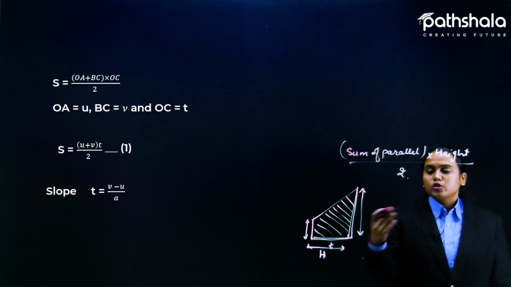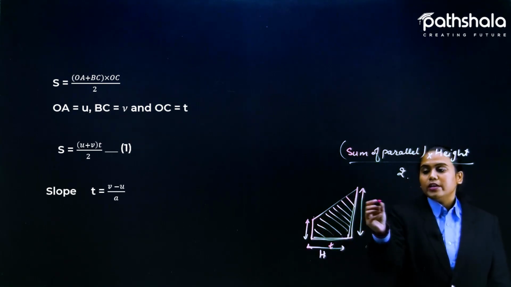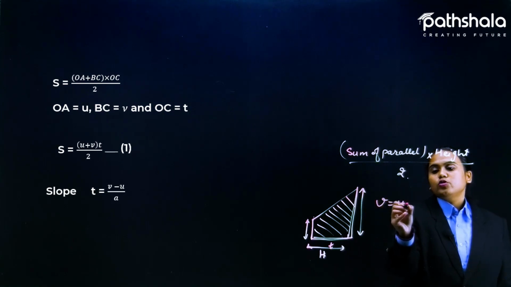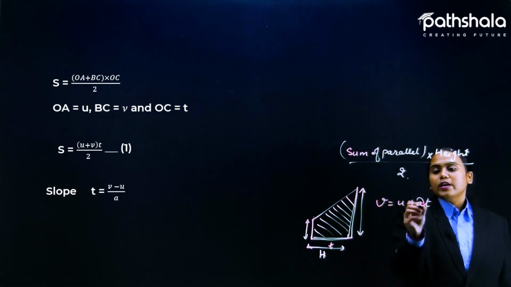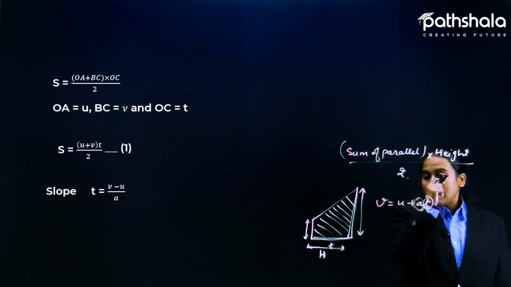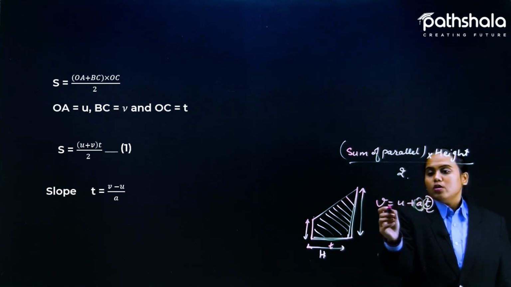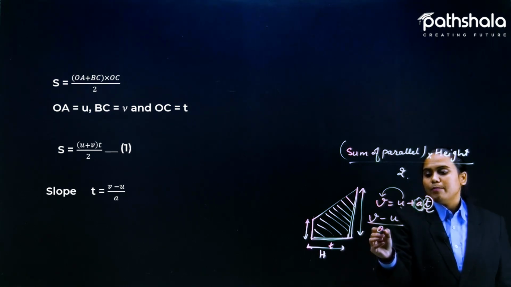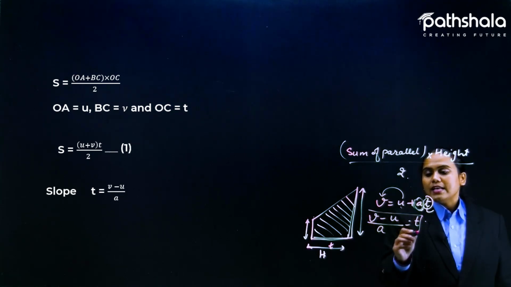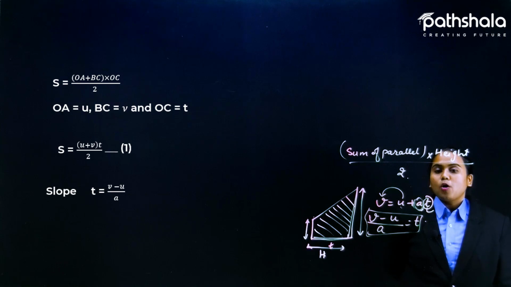Now the slope again gives you the value of time. From the first equation you know that V is equal to U plus AT. From here we can bring the value of T and put it in the first equation. How? See, V minus U: bring this U here, so it gets converted into a negative sign, and you have to divide it by A. Only the T part will be left here. So T will be V minus U upon A.